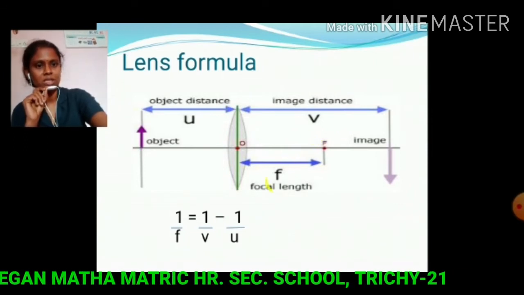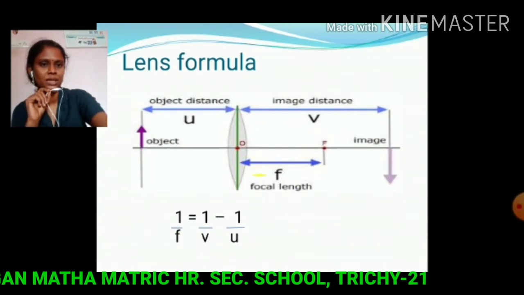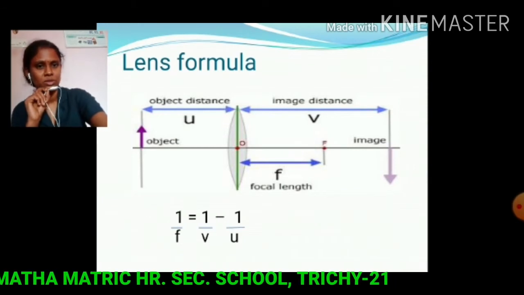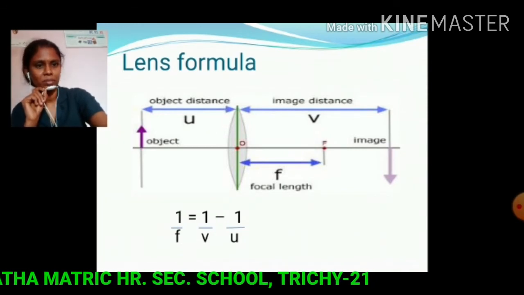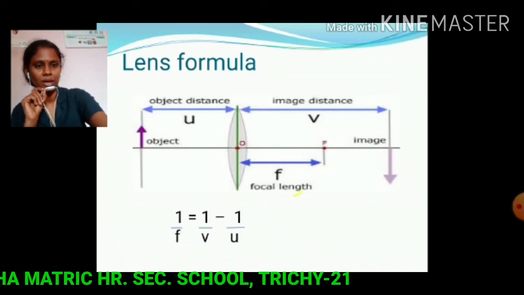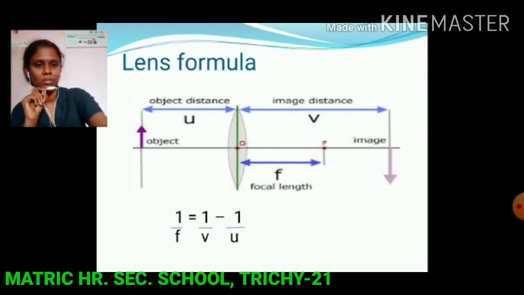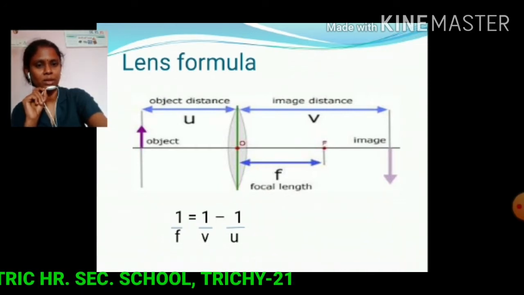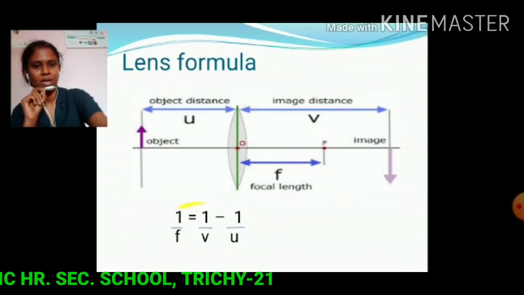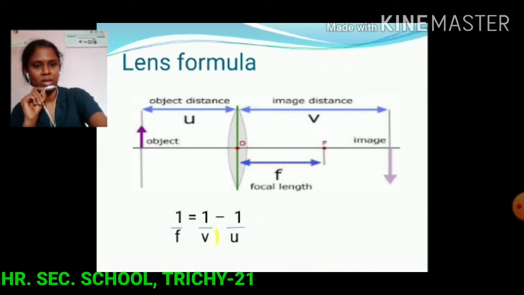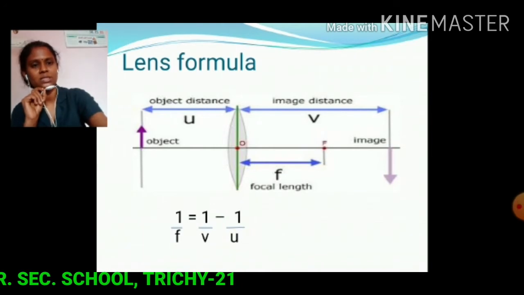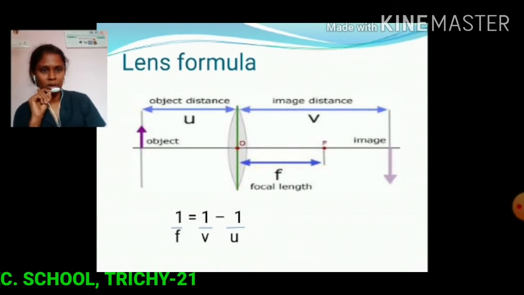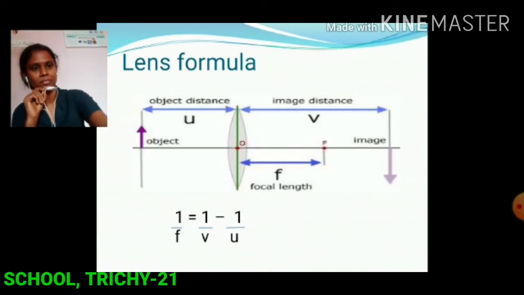Then F is the distance between the optical center and the principal focus, denoted by the letter F. So object distance U, image distance V and focal length F. The lens formula is 1 by F is equal to 1 by V minus 1 by U. This lens formula relates focal length, image distance and object distance. It is applicable to both convex and concave lenses.